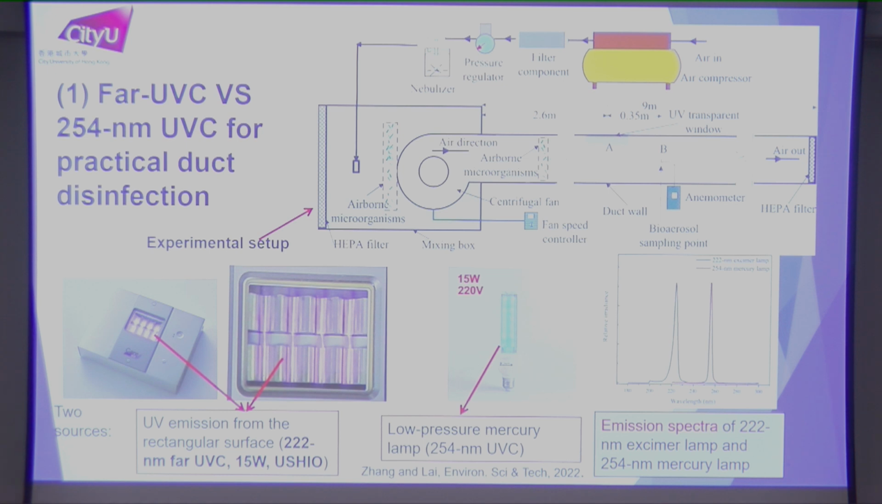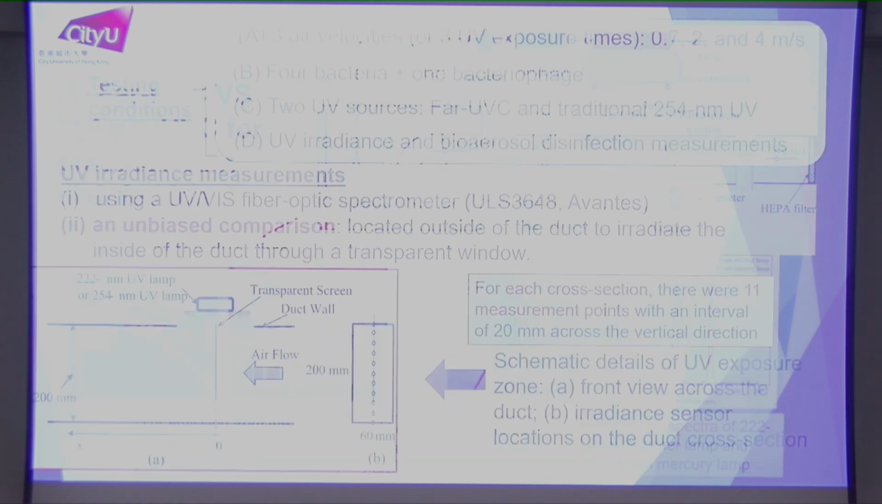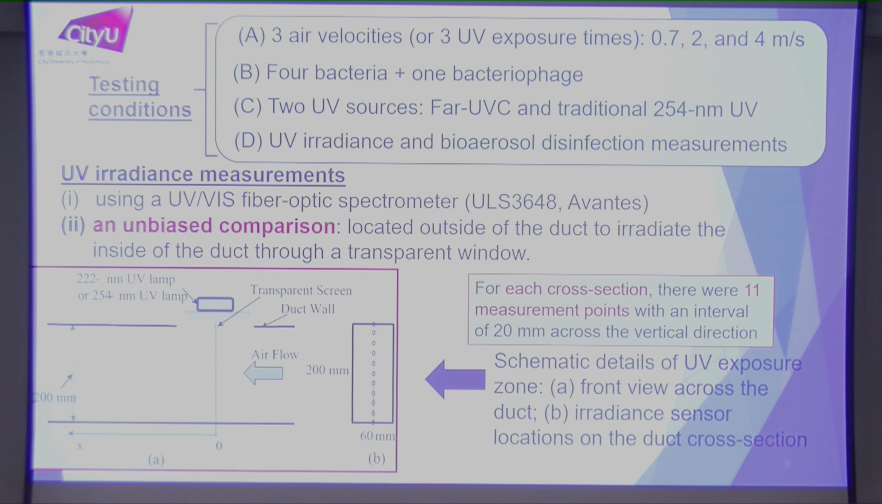By the way, these are the two emission spectra for the 254 and the 222. Now here it is more clear. I put the source here. This is a window, so by adjusting the height, I can control the dose. And I measure different points, because the aerosols are generated from right to left, and I need to calculate the dose precisely. It means the time and the intensity. Because the intensity will change along the vertical direction, I need that many points to get the average intensity.